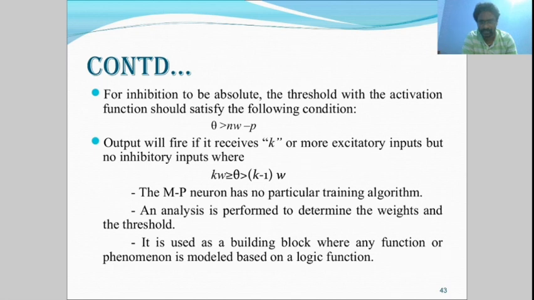The MP neuron has no particular training algorithm. The analysis is performed to determine the weights and the threshold. So with these neurons we can analyze how the weights we feed to the network and the threshold value should be set. The input value which you are giving should satisfy the threshold condition to make the neuron fire and produce the output.